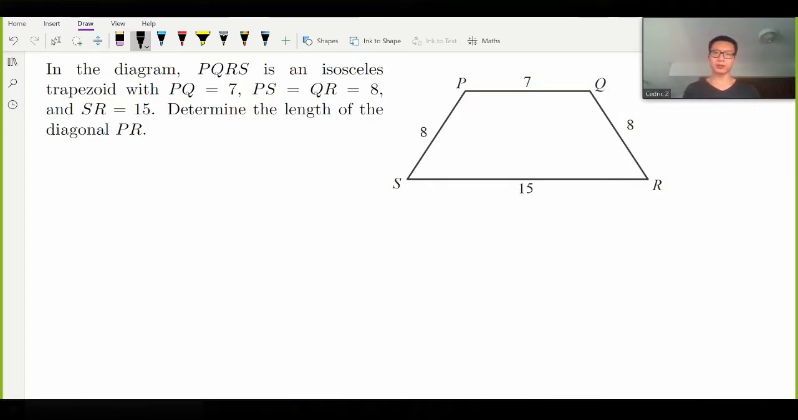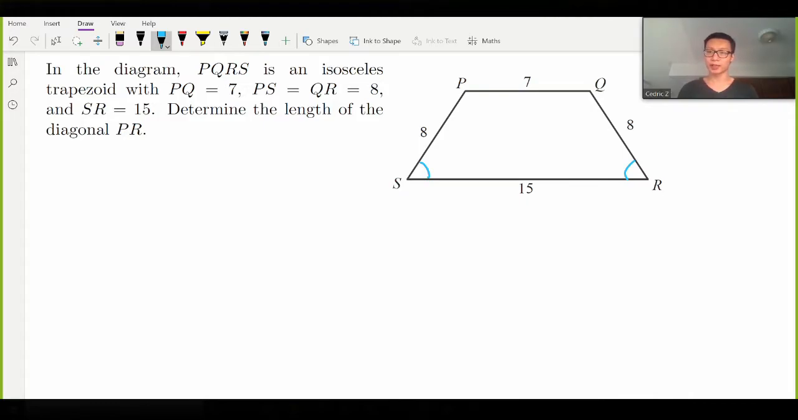So there are many methods or approaches. In the approach that I'm about to show you, which is different from the official answer, you need to know three key pieces of information. The first one is the property of isosceles trapezoids. Isosceles trapezoids are kind of like isosceles triangles. We know that the sides on the left and right are exactly the same. And we also should know that the angles on the bottom, PSR and QRS, are also the same.